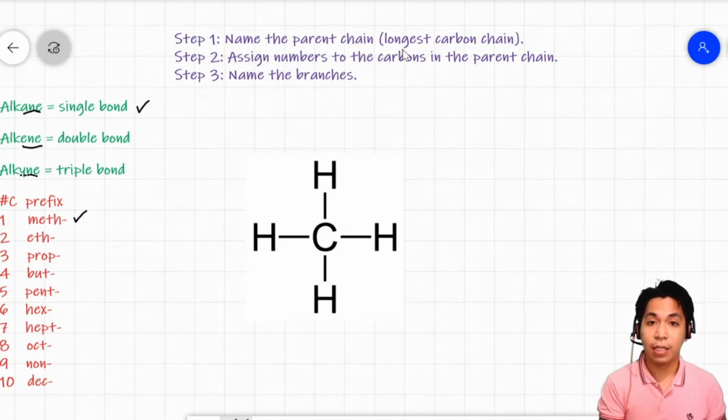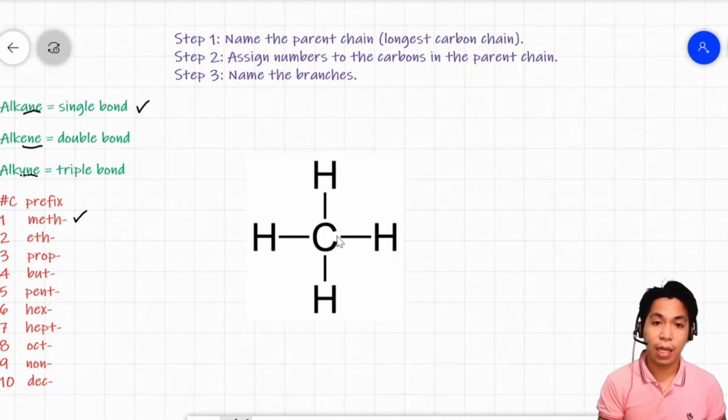Now let's name the hydrocarbon. Step number one is to identify the parent chain or the longest carbon chain. Since our compound here has only one carbon, the entire thing is the parent chain. So now we assign the numbers to the carbons in the parent chain. Since you only have one carbon here, you don't need to assign a number, because without writing any number, it is equivalent already to number one.